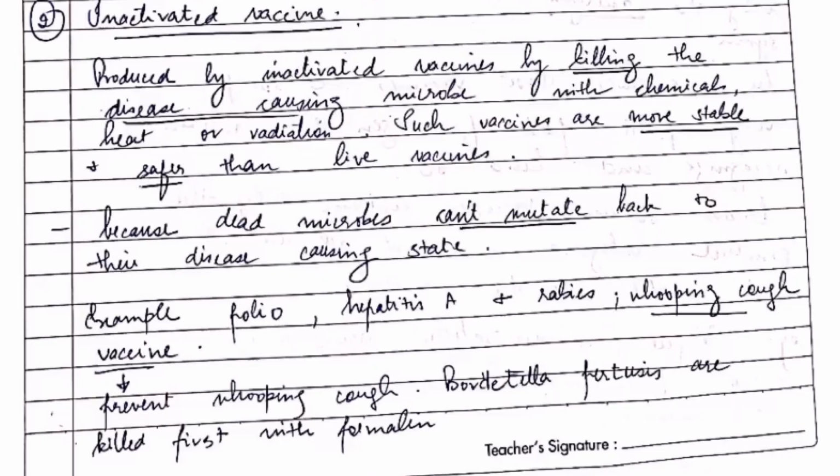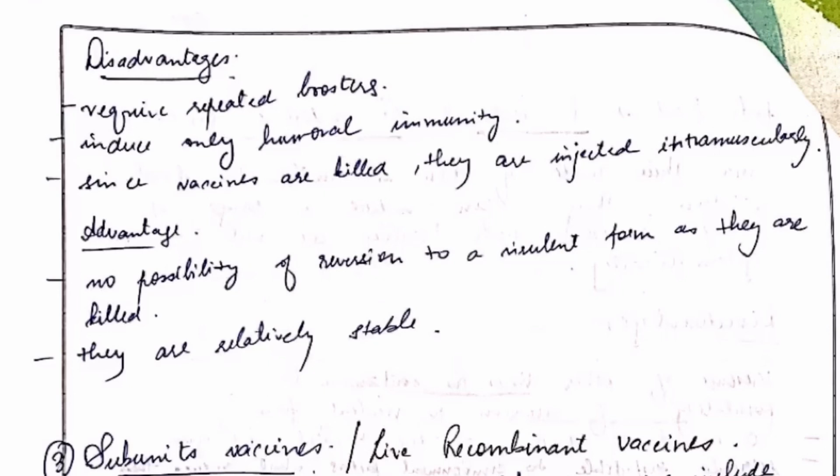Now, next is inactivated vaccine. This type of vaccines are produced by killing the disease causing microbes with chemicals, heat, or radiation, and such types of vaccines are more stable and safe than live vaccines. And some of its examples are like polio, flu, hepatitis A, and rabies. It also has some disadvantages and advantages. Advantages like it is very stable and better than the live vaccine.